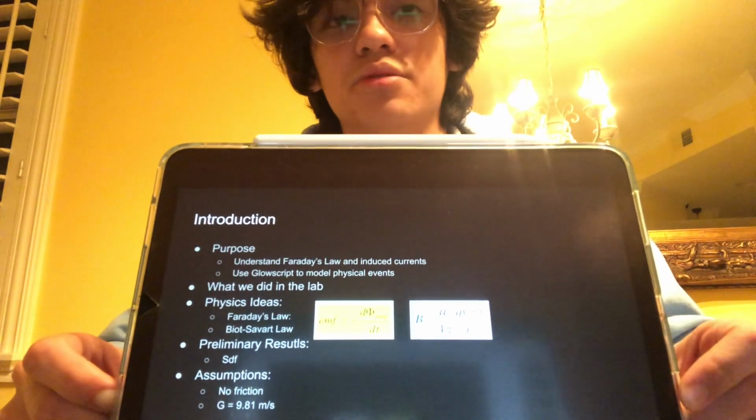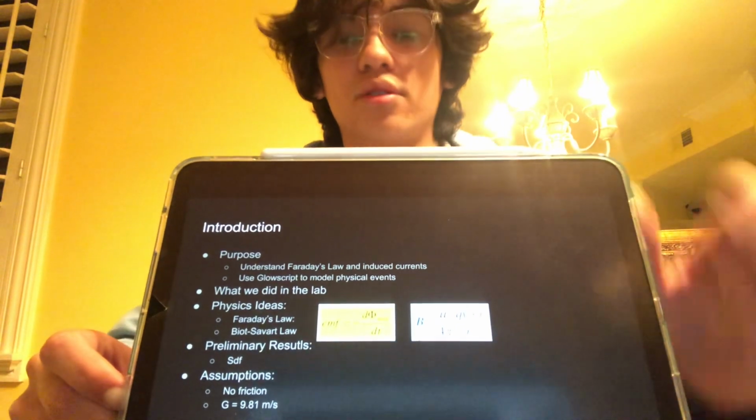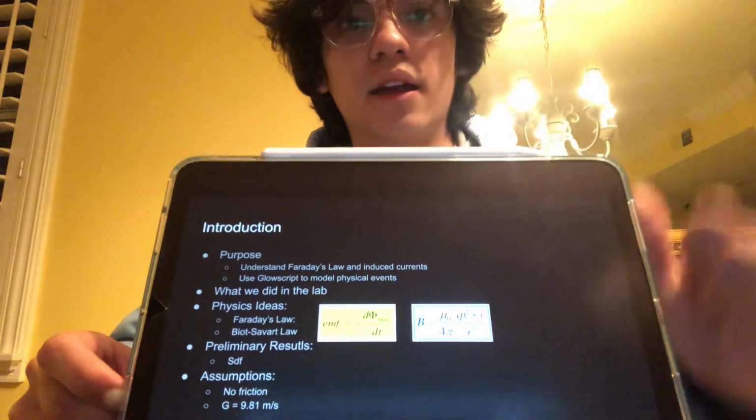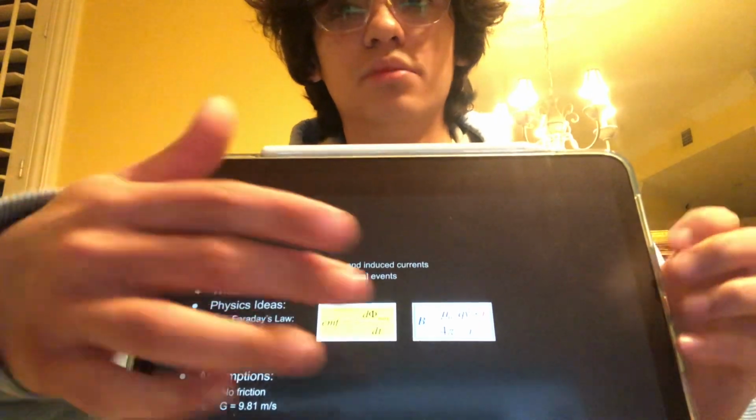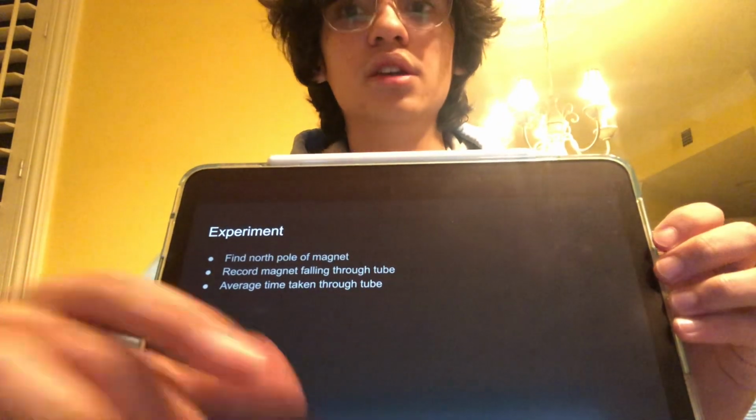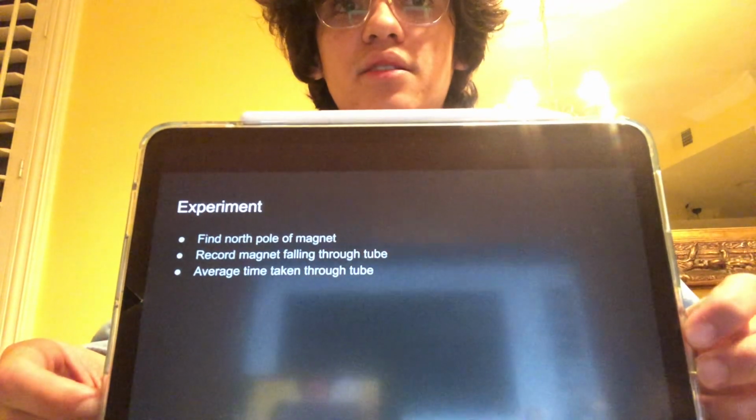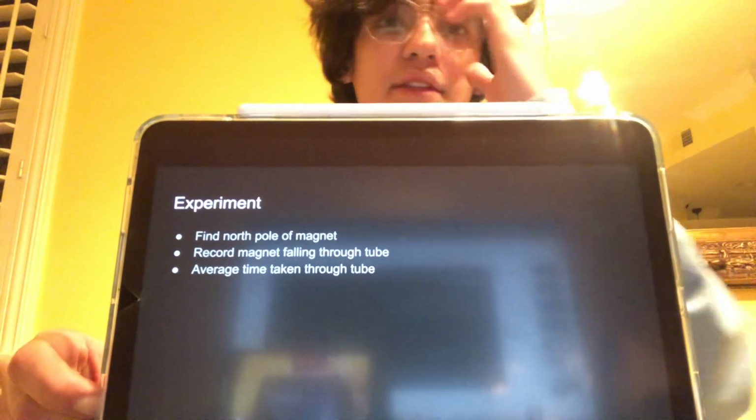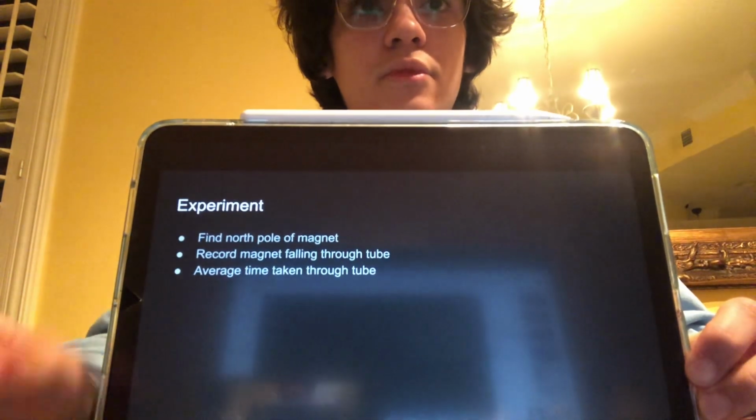The preliminary results are that it took about 1.12 seconds for the bar magnet to pass through the foil. Our assumptions were that there is no friction and gravity is equal to 9.81 meters per second. In the experiment, we first found the north pole of the magnet, then recorded how long it took for the magnet to fall through the tube, and then averaged that to find the average time taken through the tube.